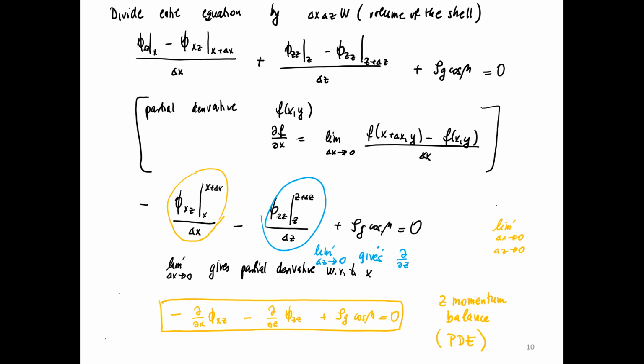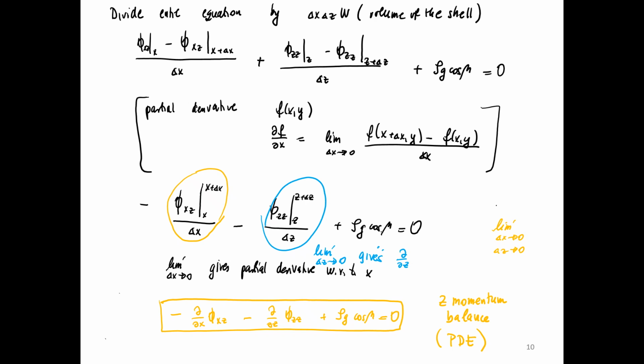In this case, we're balancing momentum. So I'm going to get partial x of phi xz minus partial z phi zz plus rho gz cosine beta is equal to 0. Questions? This is basically a review of what we've done last time, but it is important. I want to review this once again because these are the fundamental steps in putting together a momentum balance. This is combined momentum. I haven't specified anything about the fluid yet. So we are now going to continue this.